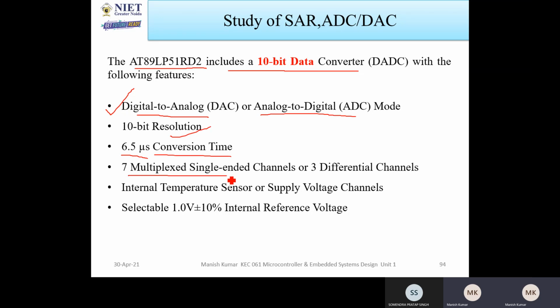It has 7 multiplexed signal input channels and 3 different channels: internal temperature sensor or supply voltage channels. The internal temperature sensor is present since it detects the heat of the IC. It has a selectable 1.0 volt plus minus 10% internal reference voltage. There are so many voltage levels: 1 volt, 1.1 volt, 1.2 volt, 1.3 volt, like that. So you can control with this.